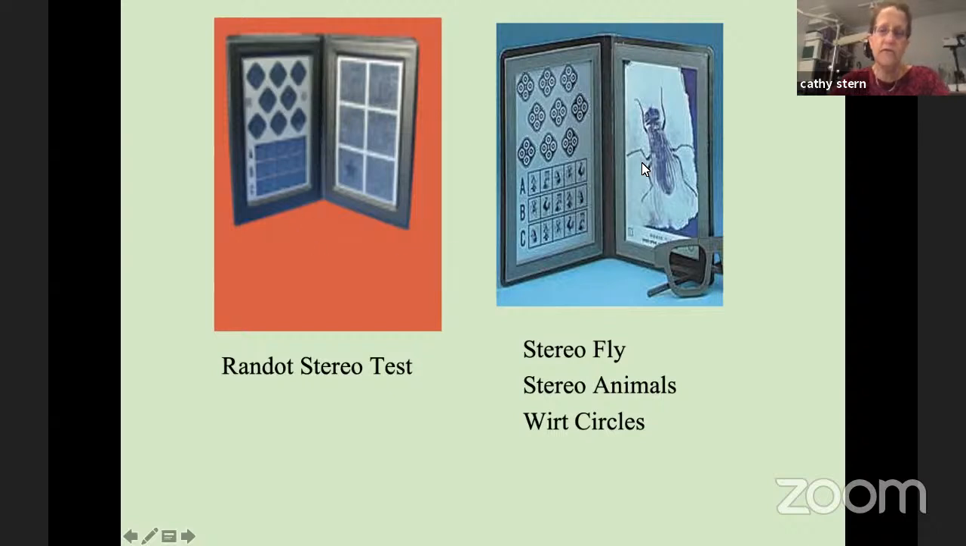I often with the stereo fly, what I'm interested in is not only do they see it coming off the page, but if I ask them to reach out where it looks like it is in space, how do they localize it? And then I want to look for the higher level random stereo.